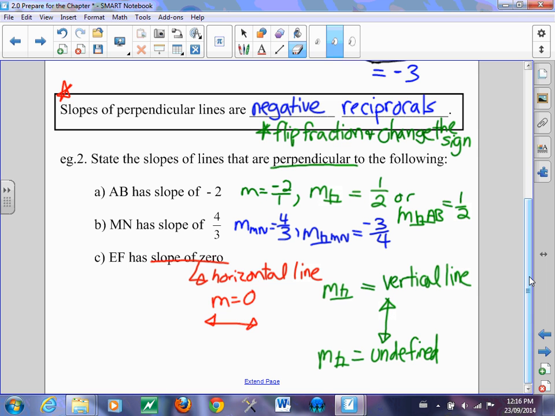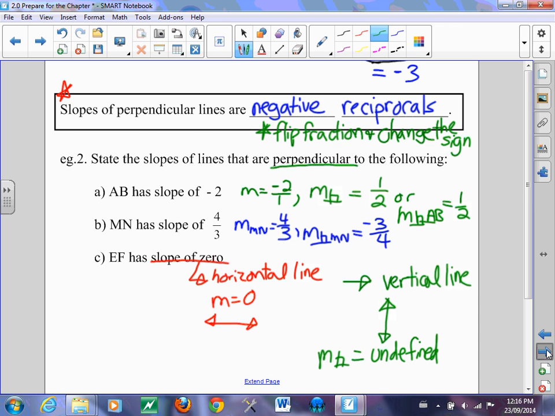So I'm just going to do one thing, folks. It's the vertical line that we're switching to, but M perpendicular is the undefined. So just correcting my communication there. All right, any questions about perpendicular? Come and see me in class.